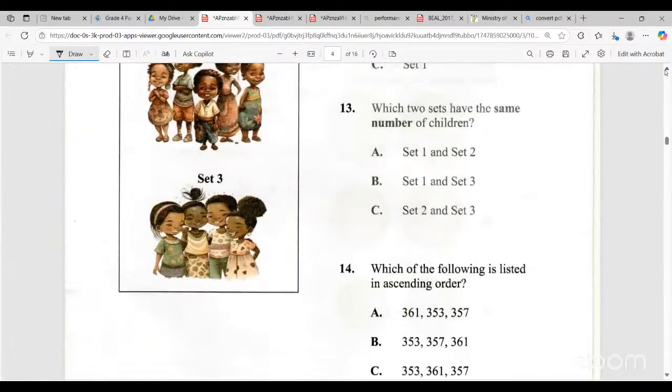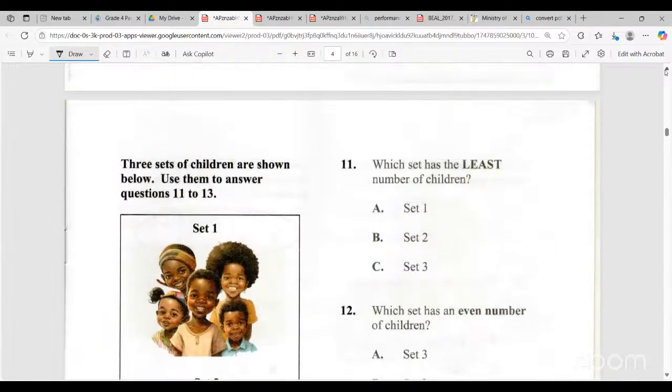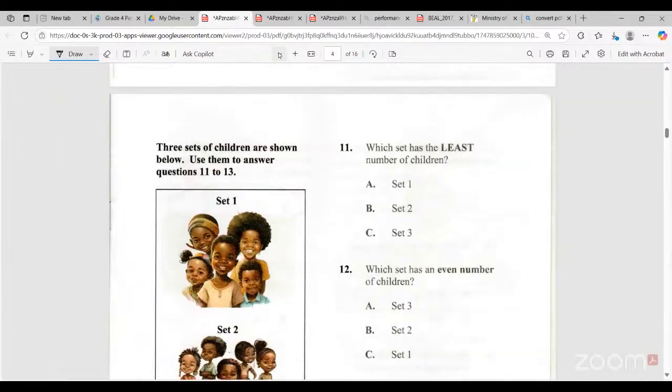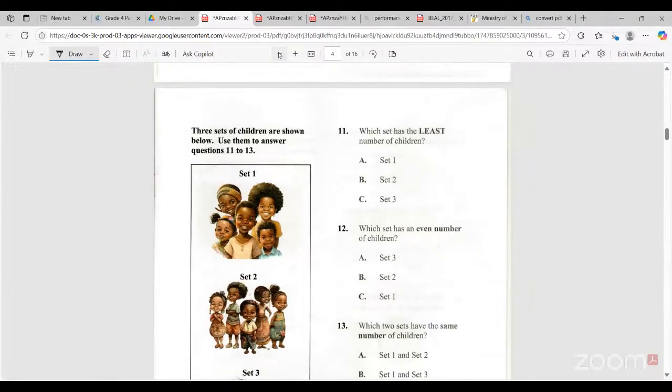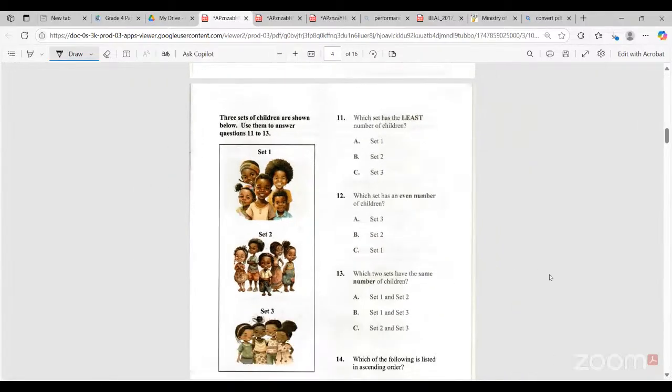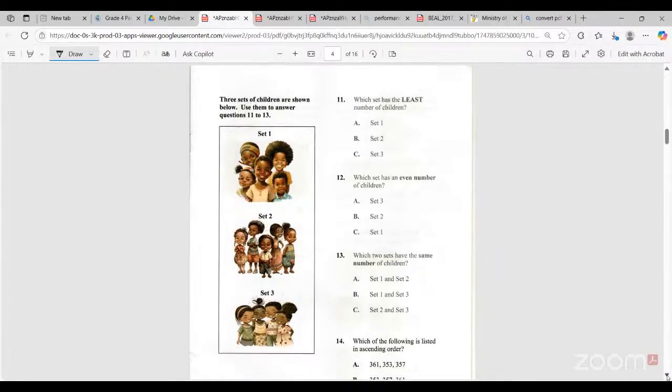So at number 11, right? 3 sets of children are shown below. Use them to answer number 11 to 13. Let's go. Number 11 says, which set has the least number of children? Is it set 1, set 2, set 3, or set 4?